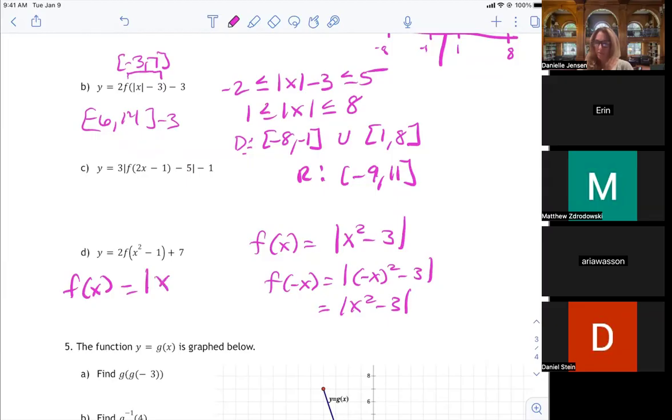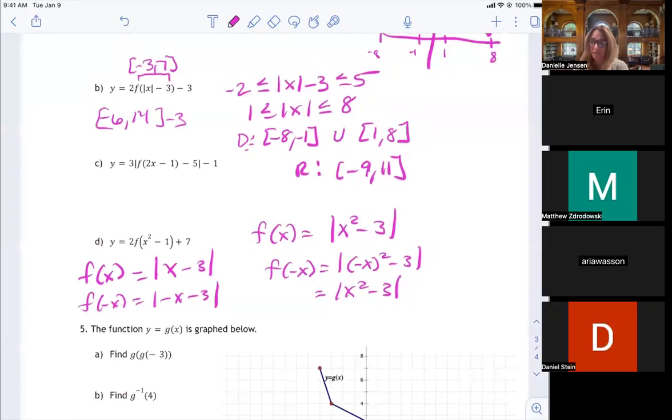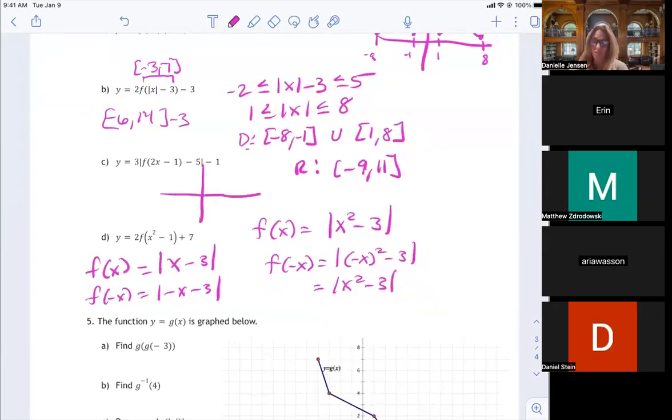If it was this, you mean? Yeah. Oh, definitely a neither. Because if I put in -x, that x is changing sign, but that -3 isn't. Another way to think about that is the visual: the absolute value of x minus 3 is the absolute value graph shifted to the right 3, which really doesn't look like an even function. It does not have y-axis symmetry. So that's the other way to think about that. Okay. Thank you.